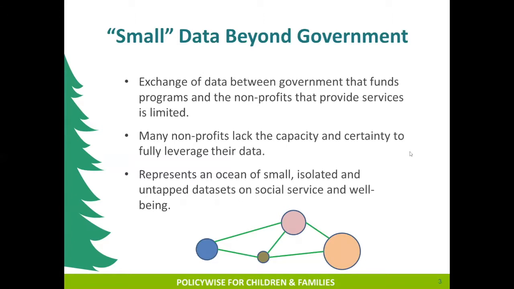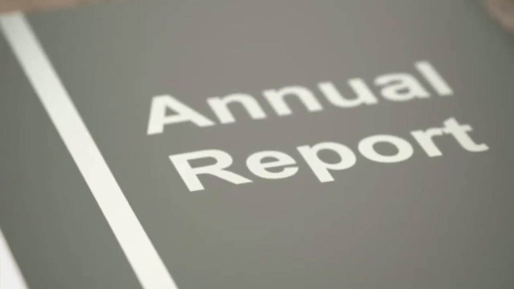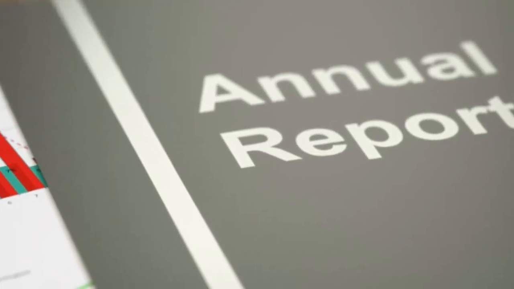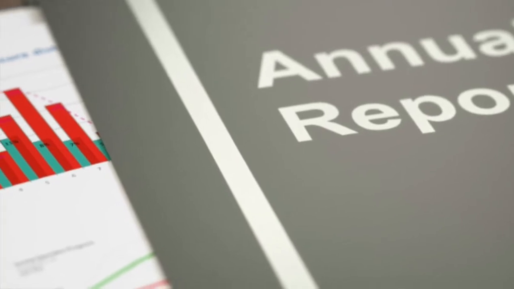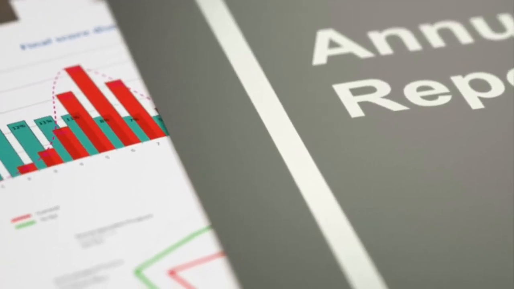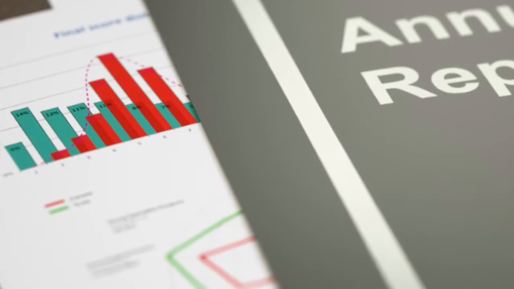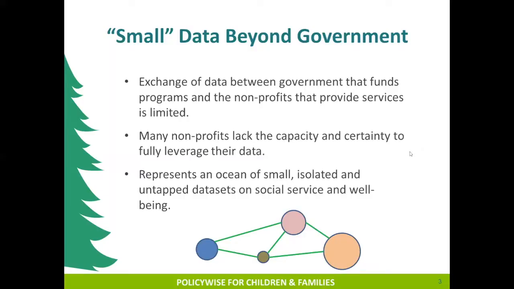Now, in many cases, there isn't really a large amount of data exchanged between the government providing the funding and the community organization providing the service. This is often restricted to aggregate reporting, say annual reports or reporting about how many people are served, services rendered, that type of high-level information.